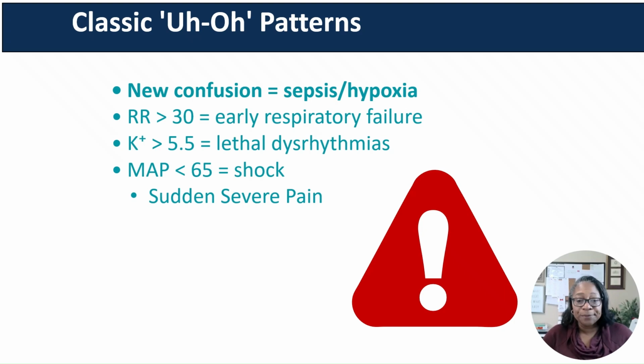Your systolic blood pressure is greater than 90, or your MAP is less than 65. So that's telling you this patient is probably going into shock. So combine that with a rising heart rate, and it becomes life threatening. Number five, potassium greater than 5.5. That's showing a risk for fatal dysrhythmias, okay? Especially with EKG changes or peaked T waves. Number six, no urine output. That'll show you the organ perfusion is failing.